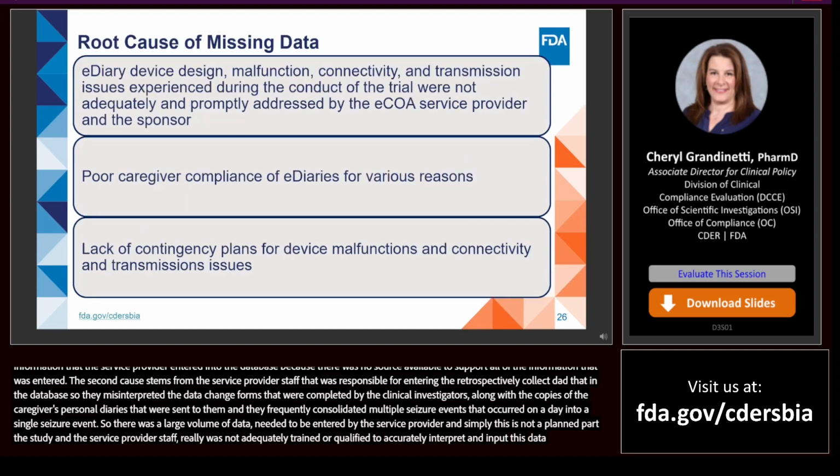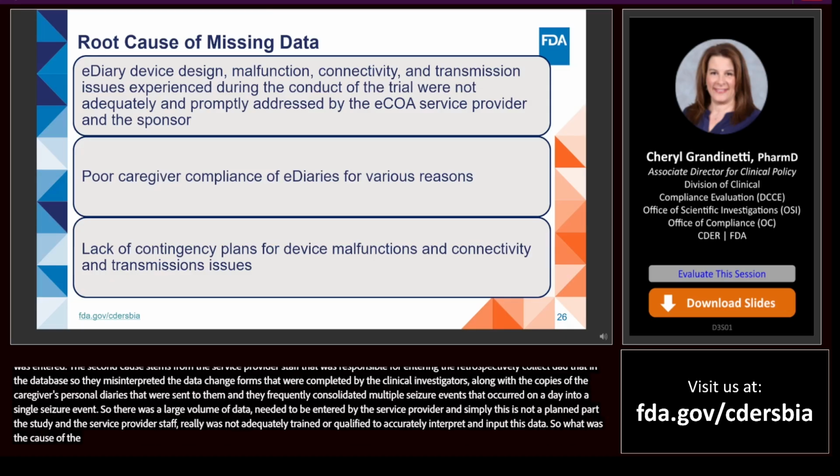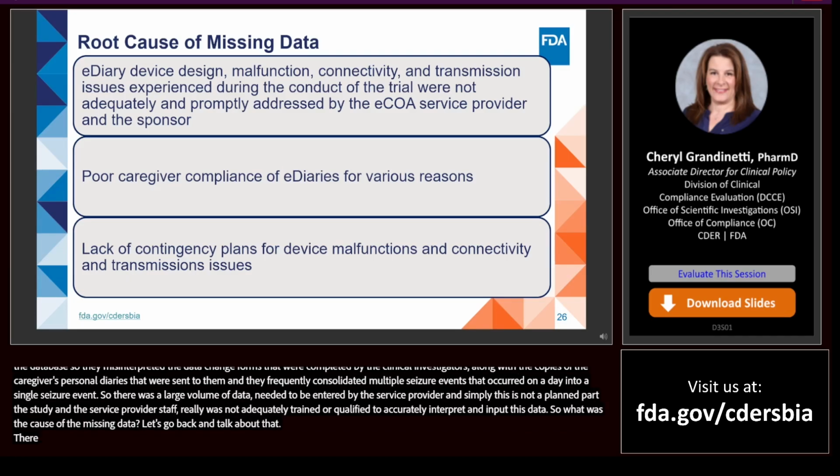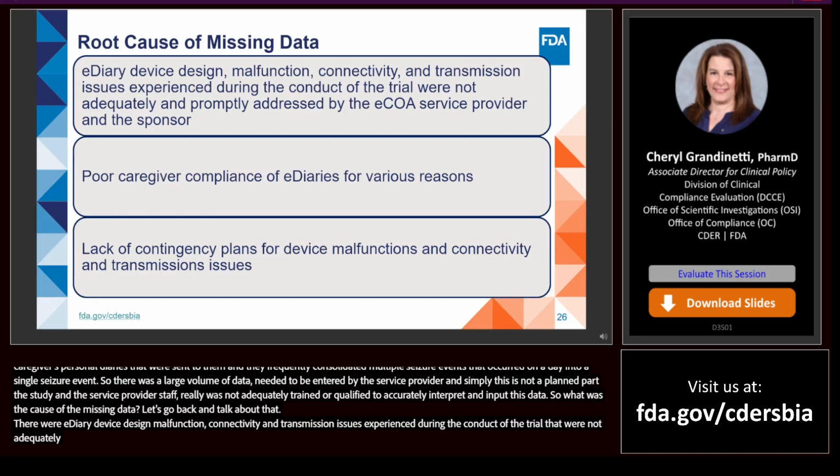So what was the cause of the missing data? Let's go back and talk about that. Well, there were eDiary device design, malfunction, connectivity, and transmission issues that were experienced during the conduct of the trial that were not adequately and promptly addressed by the service provider or the sponsor. There was poor caregiver compliance with the eDiaries for many reasons.